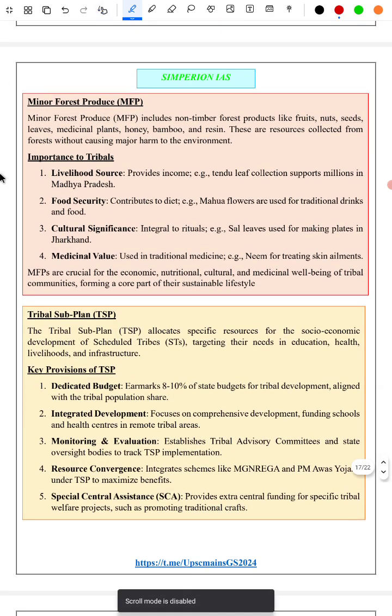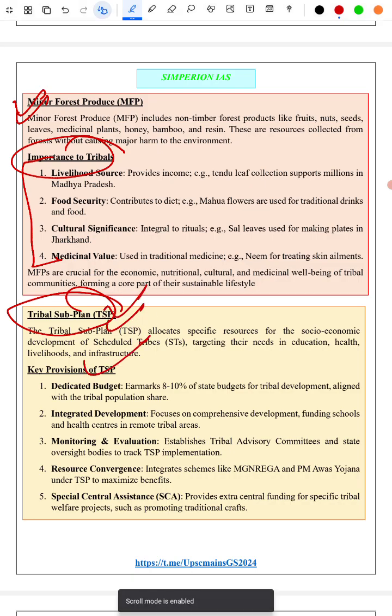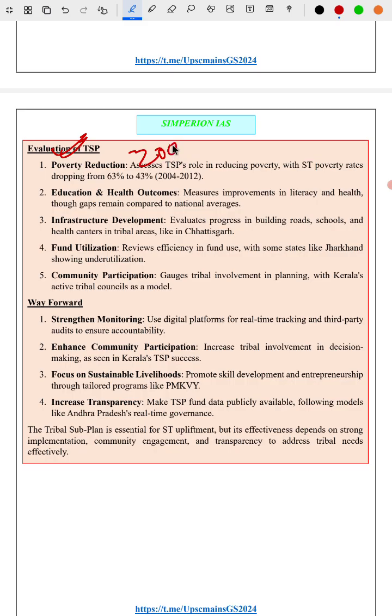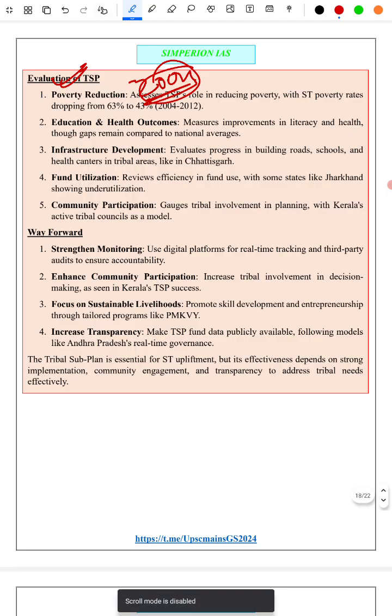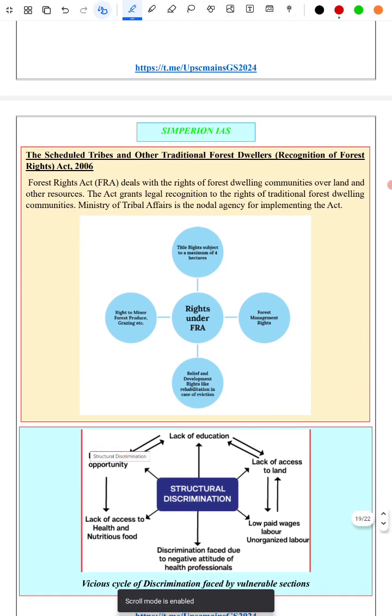Next, we have covered the important topic of minor forest produce and the importance of minor forest produce with respect to the STs. Next, we have covered another important topic, the tribal subplans. We have covered the key provisions of the tribal subplan. Next, we have evaluated the tribal subplan, I think from 2004, and how it has performed, the performance of the tribal subplan. We have also covered a way forward, how the tribal subplan can further be made efficient and effective with respect to the welfare of STs.